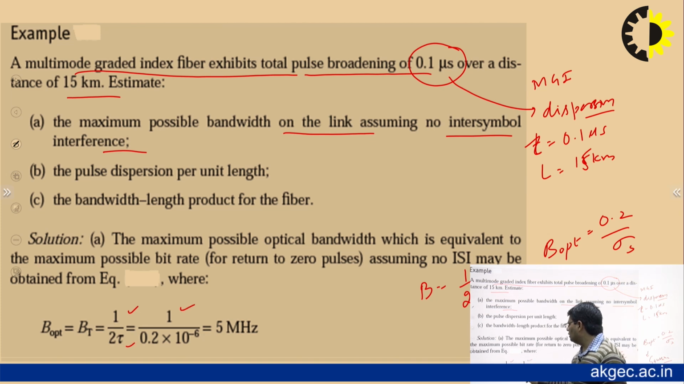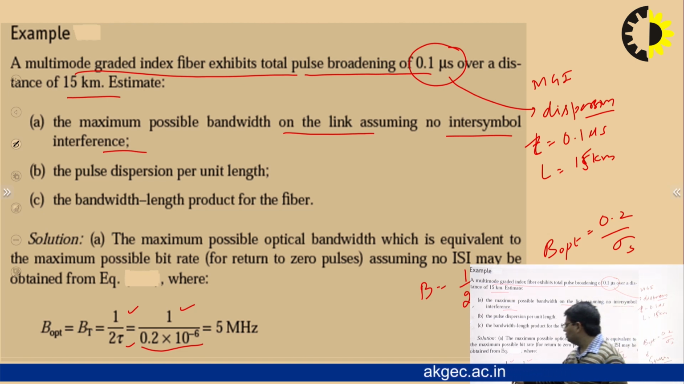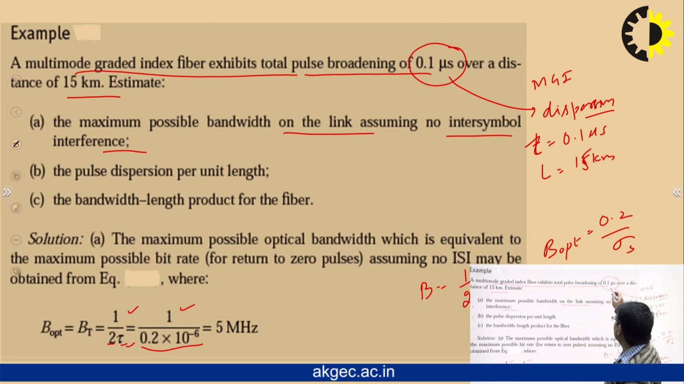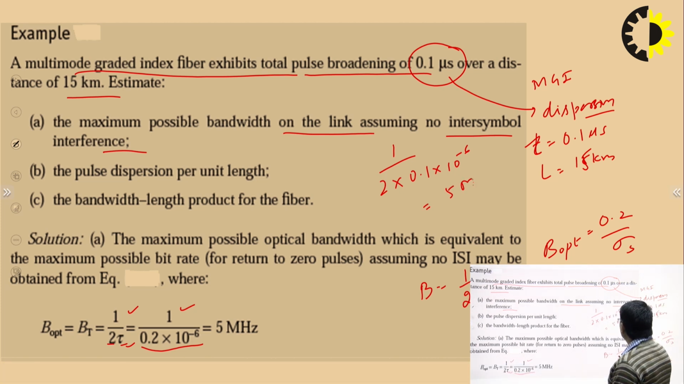So 2 into tau, and tau is given as 0.1 microsecond. So simply we have 1 upon 2 tau, that is 0.1 microsecond, 10 raised to power minus 6. So simply this becomes 5 megahertz. So this is the bandwidth.